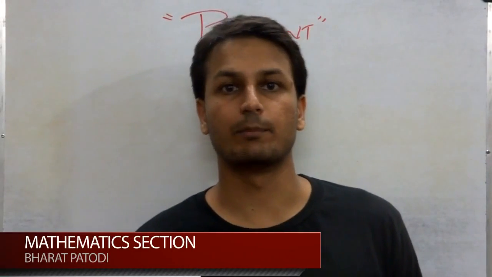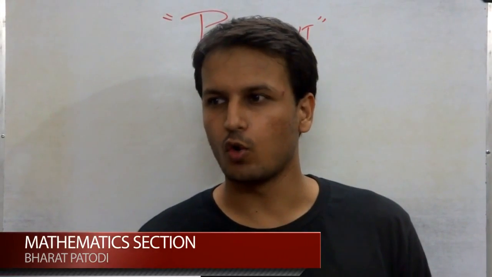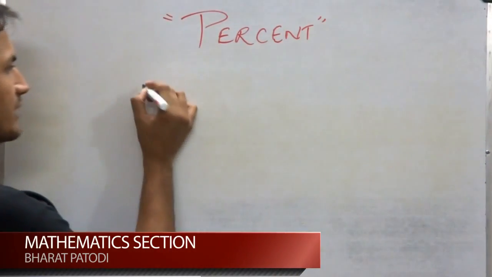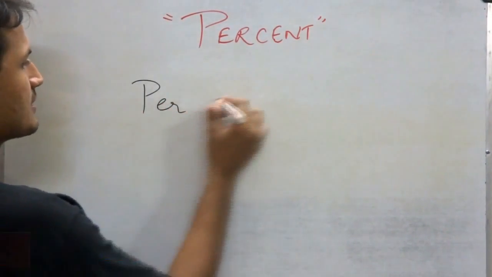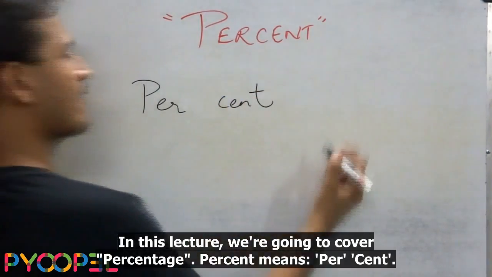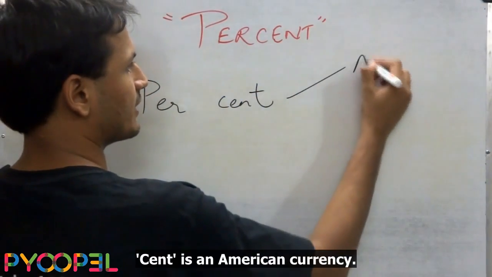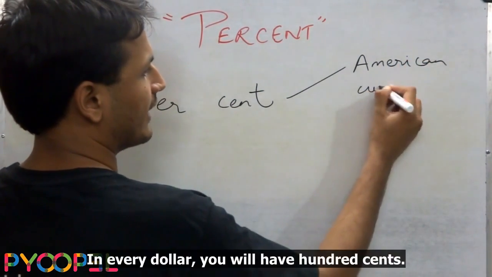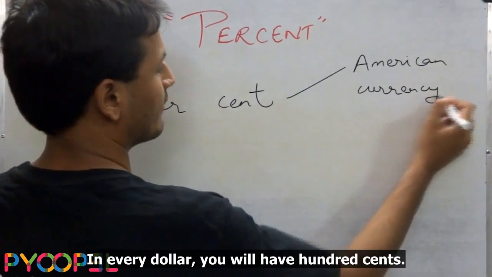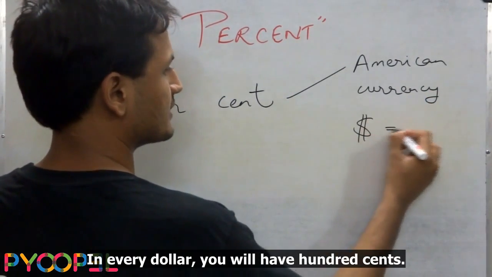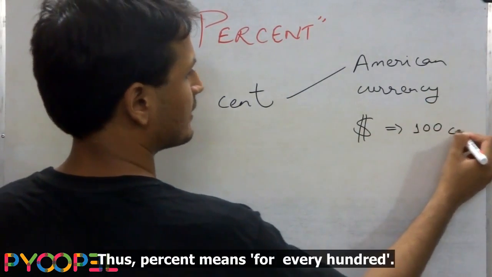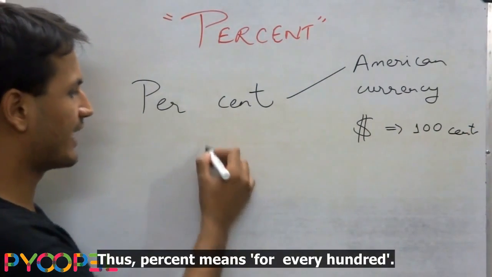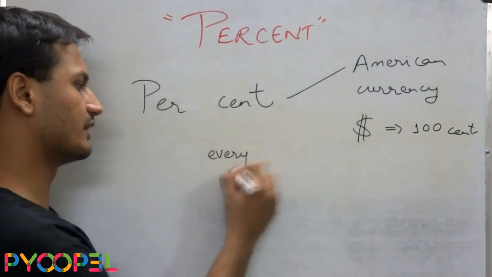We're going to cover percentage. Now, what does percentage actually mean? Percent means per cent. Cent is an American currency. In every dollar, you will have 100 cents. Thus, we mean percent means for every 100.